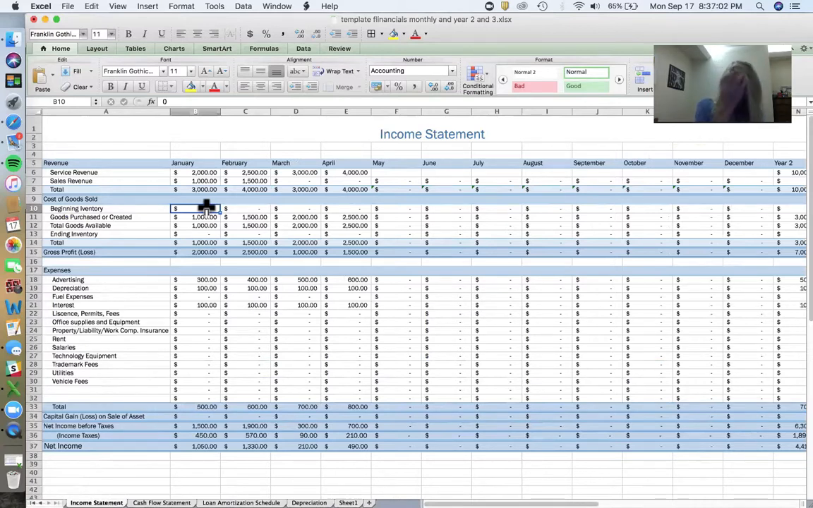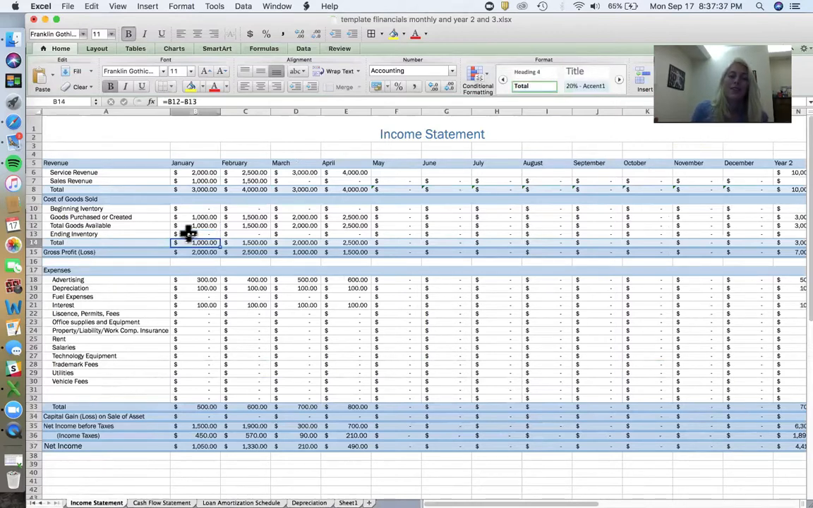So goods purchased or created, that's, again, if we go back to our clothing business, let's say you're buying material and buttons and zippers. This is the goods purchased or created, okay? This is going to then lead into total goods available, which is these two, both the beginning inventory and the goods purchased or created added together is going to be total goods available. And then your ending inventory, again, is what you're left over with after you've created whatever you sold, okay?